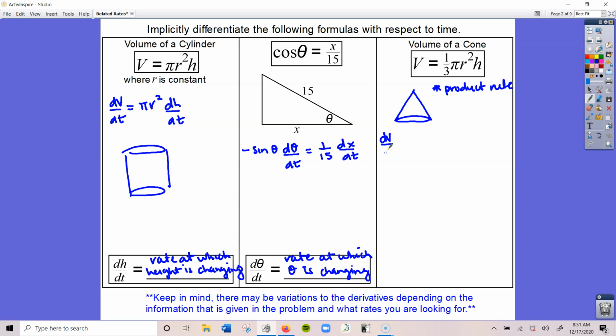So dV/dt is going to equal, now I'm going to treat this as one function and this as another. So 2/3 π r dr/dt times h plus 1/3 π r² dh/dt. And this would be my derivative. And you can always rewrite this if you like as 2/3 π r h dr/dt plus 1/3 π r² dh/dt.